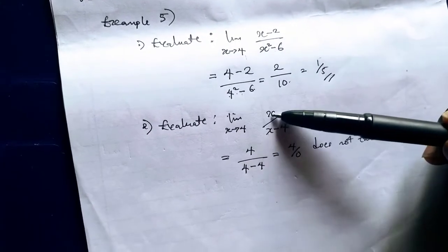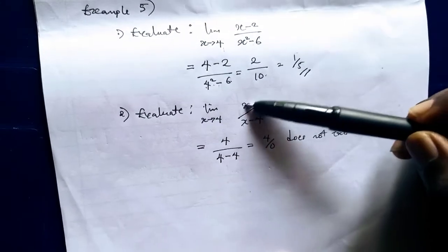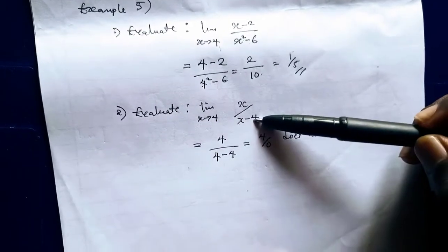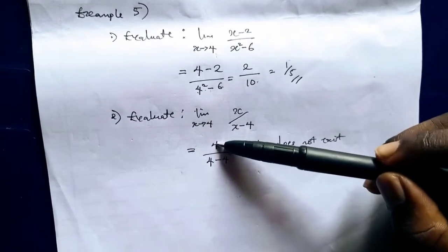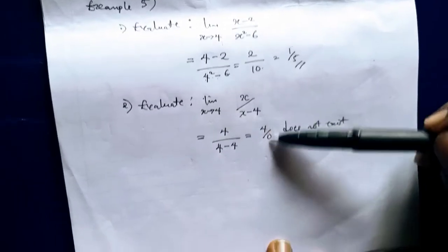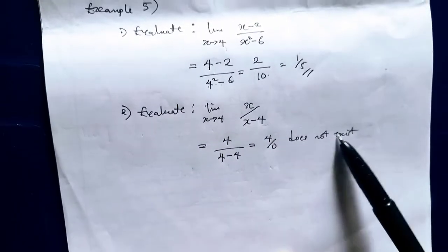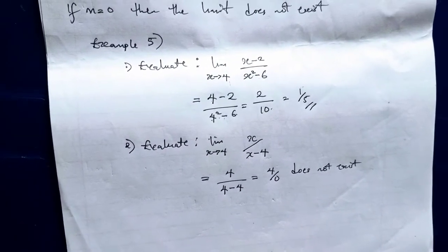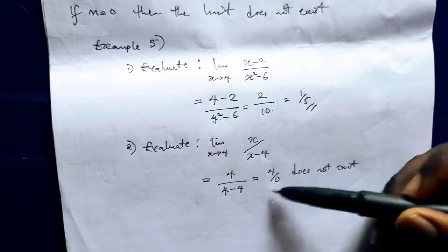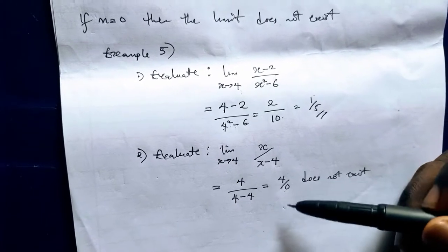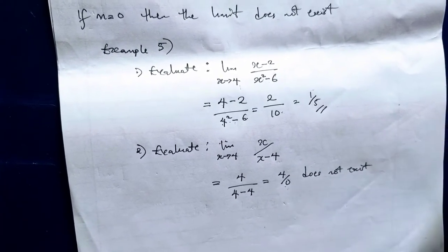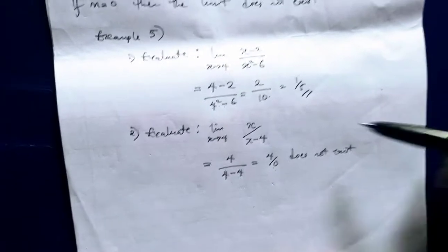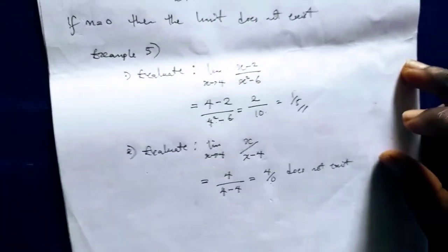But in this other case, we have the limit as x approaches 4 of x over x minus 4, which comes to 4 divided by 0. And we say that this limit does not exist. Even if you type this in your calculator, it either gives you an error or says not a number. So that shows that the limit does not exist.